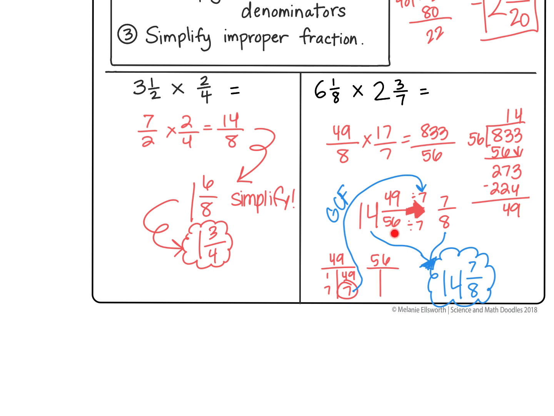So then I have to figure out what is my GCF of these two numbers, my numerator and denominator. After listing out my factors for 49, I know that 7 is the largest factor that can be divided by 49 that also goes into 56. So I reduce by 7, and then I combine my whole number, 14, and my reduced fraction, 7/8. So 14 and 7/8 is your final answer.